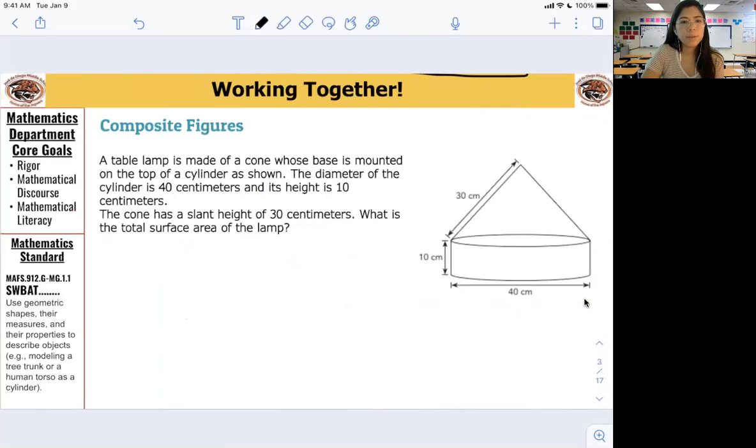So we have, okay, a table lamp is made of a cone whose base is mounted on top of a cylinder. The diameter of the cylinder is 40 centimeters and its height is 10 centimeters. The cone has a slant height of 30 centimeters. What's the total surface area of the lamp? Okay. So Tyrone is saying we don't count the top of the cylinder. Good. What else do we not count?